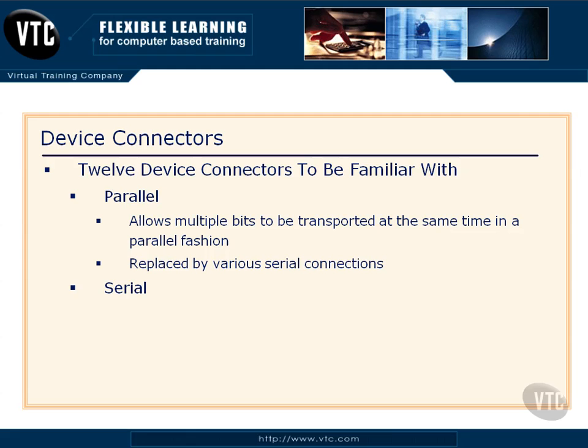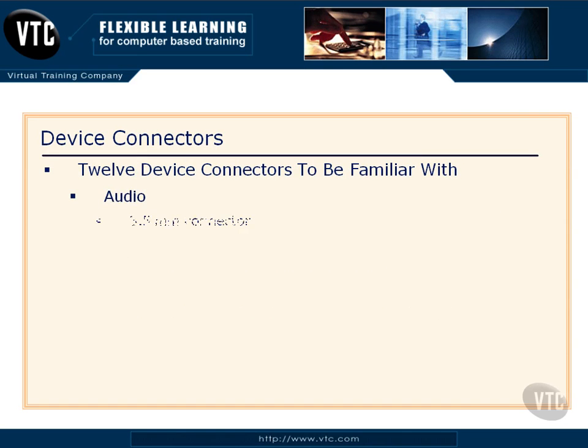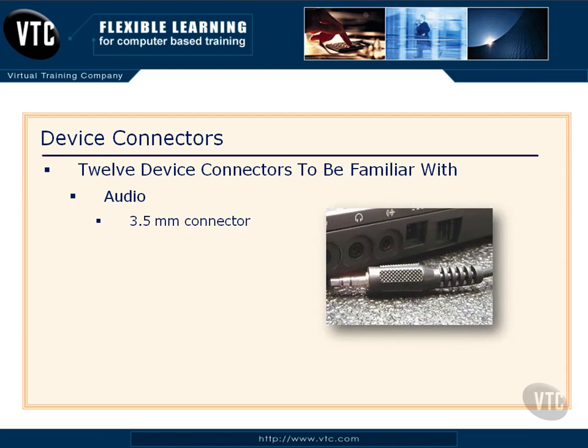Now a serial connection is where the data is transported one bit at a time sequentially through the wire. Now what's kind of interesting about this is it turns out that you could do serial a lot faster than parallel because you didn't have all the housekeeping that was involved. So just make sure you know the fundamental difference between parallel and serial. Now your audio connector is a 3.5 millimeter single jack like you see here, and notice this shows you both the male connector or the jack and then the port that it goes into. And this is just a standard 3.5 millimeter connector.